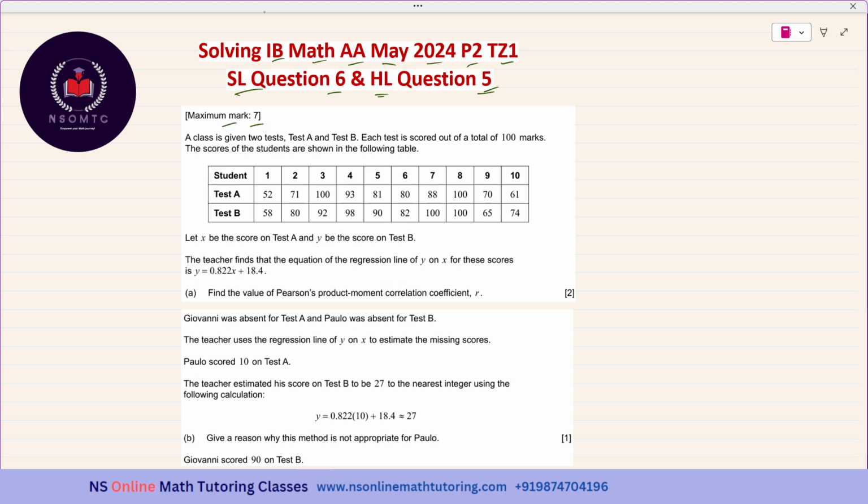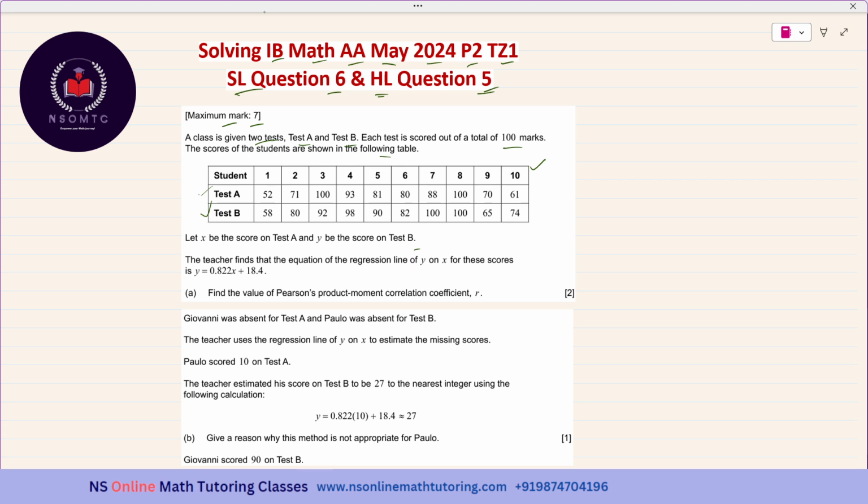The maximum mark is 7. It says a class is given 2 tests, test A and test B. Each test is scored out of a total of 100 marks. The scores of the students are shown in the following table. There are 10 students whose scores are recorded, and these are the scores for test A and these are the scores for test B. Let X be the score on test A and Y be the score on test B.